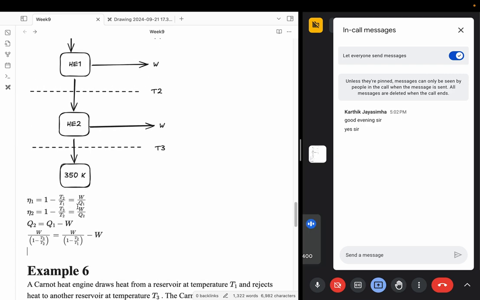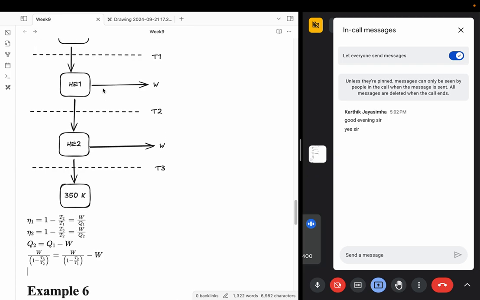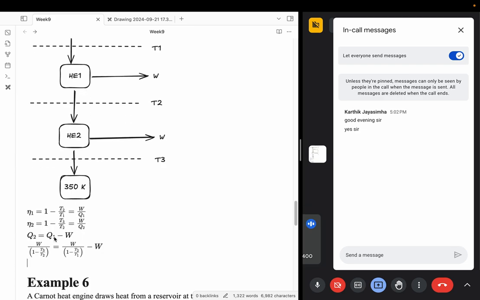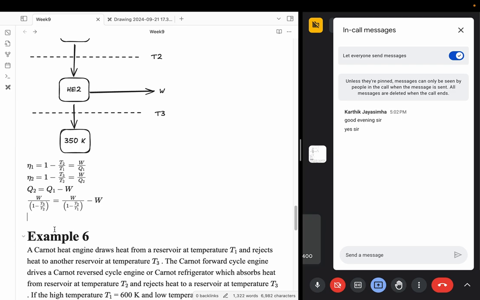These are the basic equations. You can define the Carnot efficiency for the first heat engine, and you can define the Carnot efficiency for the second heat engine, and then we have an energy balance for the first heat engine as Q2 is Q1 minus W. If you substitute this back, you get an equation like this, and get the relation between T1, T2, and T3. So what is the relation you are getting?